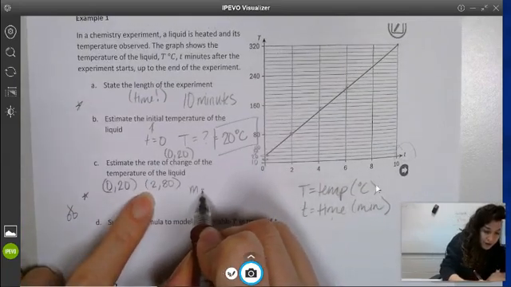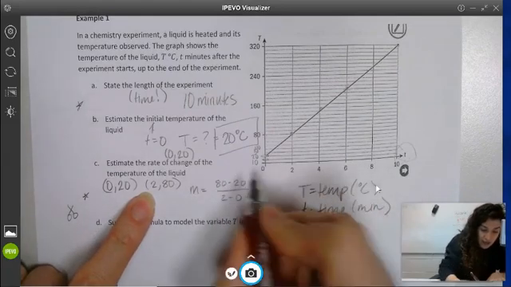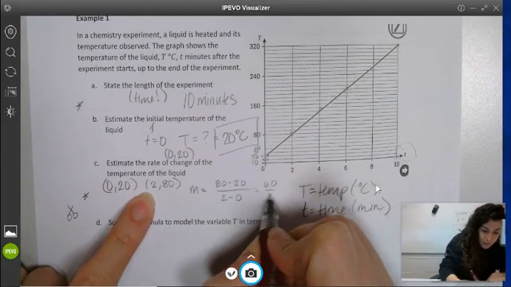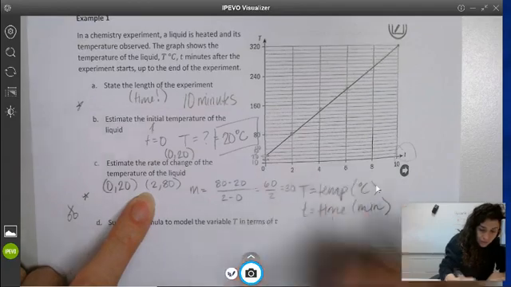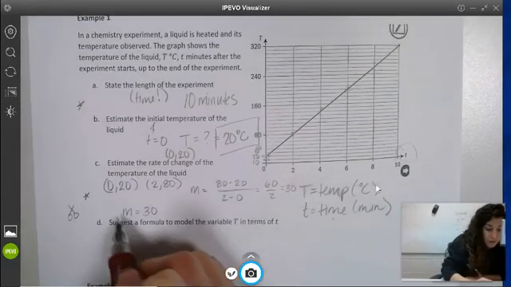Subtracting my y values, then subtracting my x values. My slope is 30. Okay.